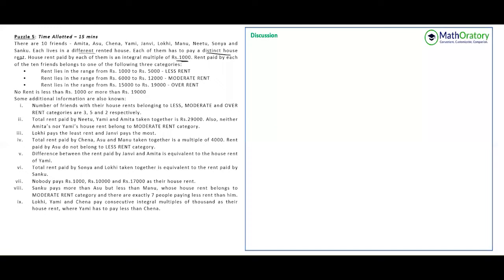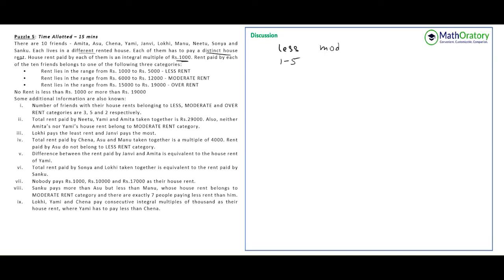Rent paid by each of the 10 friends belongs to one of the following three categories. So there are three types of categories mentioned. So there is a less rent. I'm just taking this down because this might be useful later. So less is 1 to 5, right? In the range of 1 to 5. As I said, when I'm collecting the information, I'll ignore the thousands. Let me write it column wise. So less is 1 to 5.